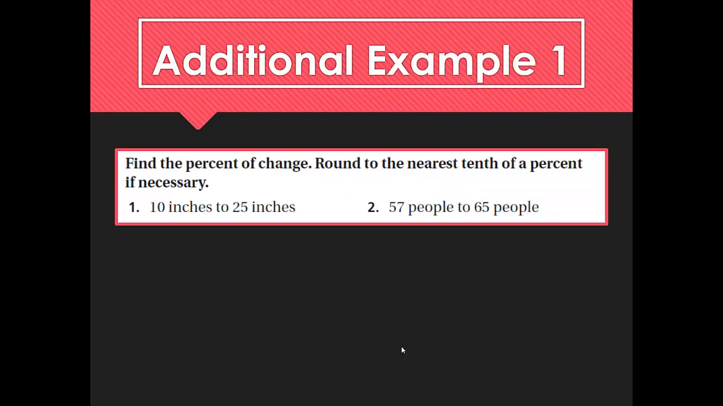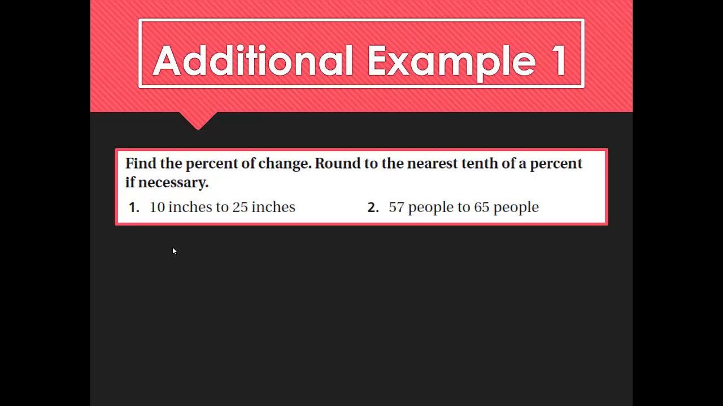Now we have an additional example. You can pause the video and try it on your own, or you may follow along. Find the percent of change. Round to the nearest tenth of a percent if necessary. So if we look at number 1, we have 10 inches to 25 inches. You can see that if we're starting at 10 and going to 25, this is a percent of increase.